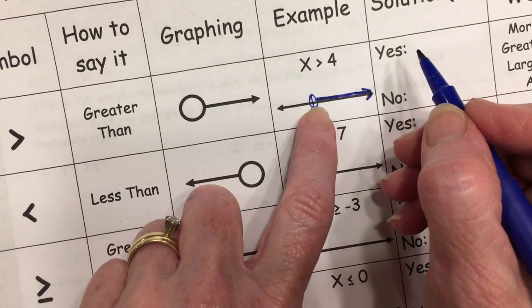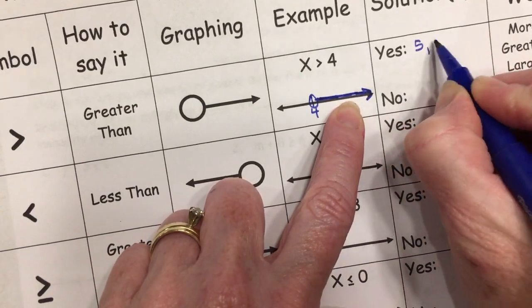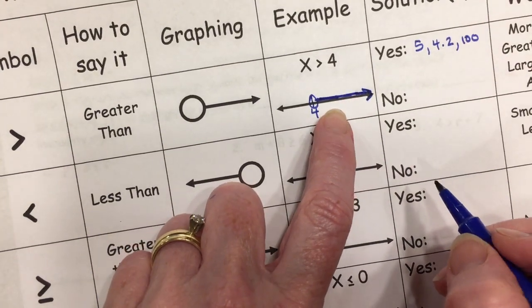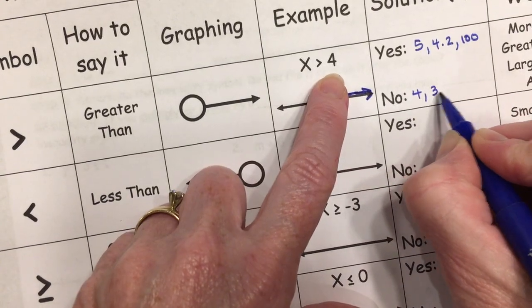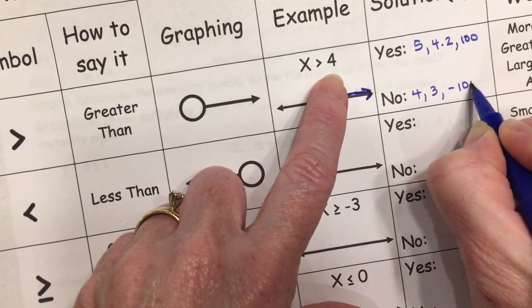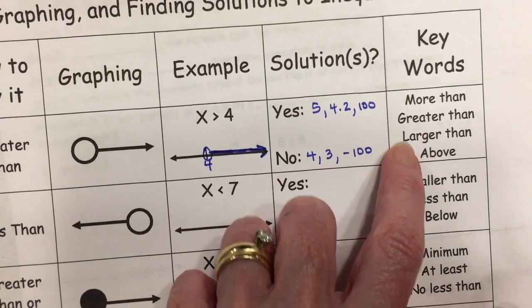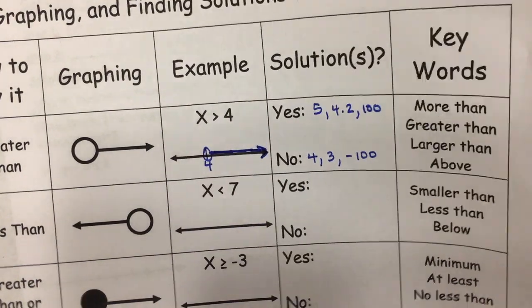So what are some solutions? Anything greater than 4 is a solution. So 5 is a solution, 4.2 is a solution, 100 is a solution. What's not a solution? 4 is not a solution. 4 is not greater than 4. 3 is not greater than 4. Negative 100 is not greater than 4. Right? And then you'll notice that these are some keywords. When we get to the word problems, this is very helpful. So keep this handy.